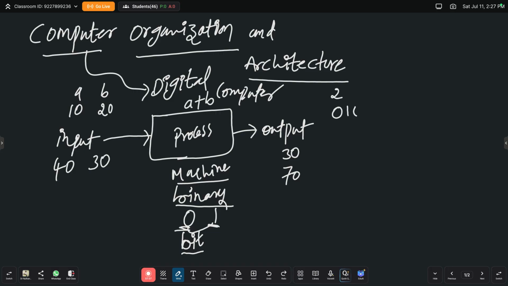0, 1, 0. This is a binary. This information, 2 is information, right? Yes or no? So this is what? It is a group of bits. It is a binary number. Always your computer is going to read group of bits.